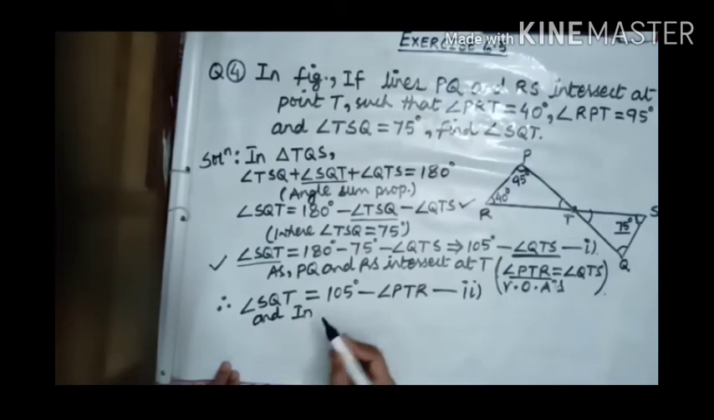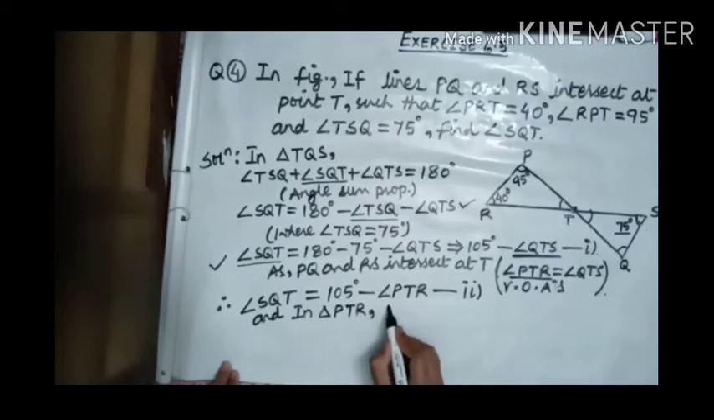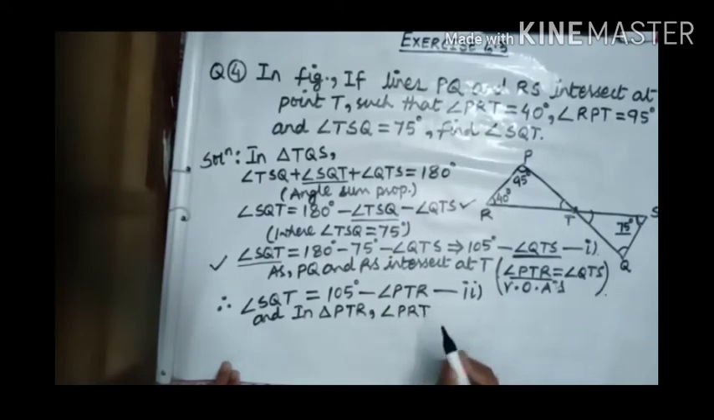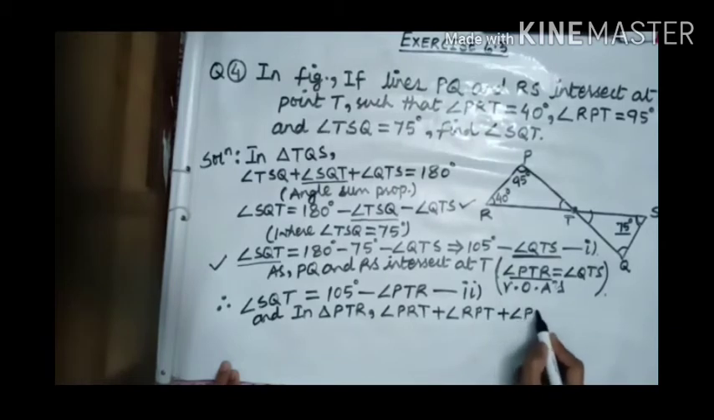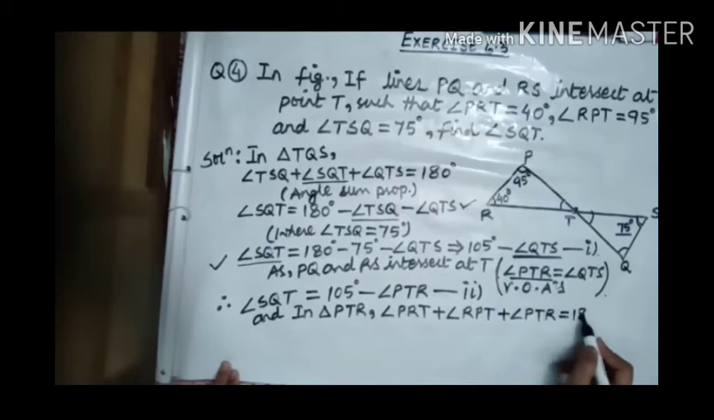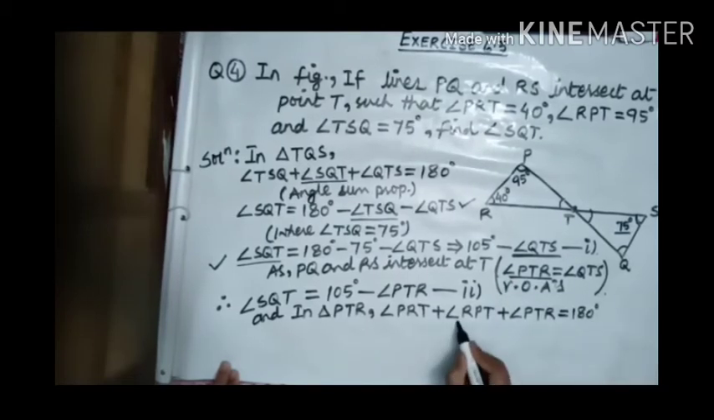In triangle PTR, angle PRT plus angle RPT plus angle PTR equals 180 degrees. Reason: angle sum property.